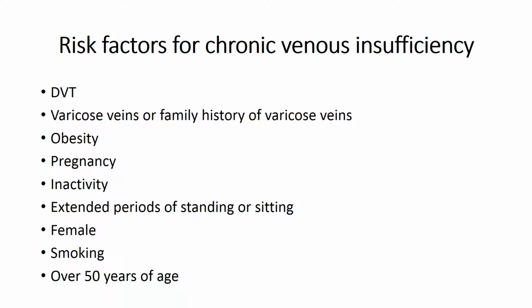The risk factors for chronic venous insufficiency are DVT. If a patient has had one, they're more at risk for venous insufficiency. A history of varicose veins or a family history. Obesity, pregnancy, inactivity, extended periods of standing or sitting, like truck drivers or secretaries or nurses or restaurant workers, or the list goes on, just about everything. Females have an increased tendency, smoking, and if you're over 50 years old.